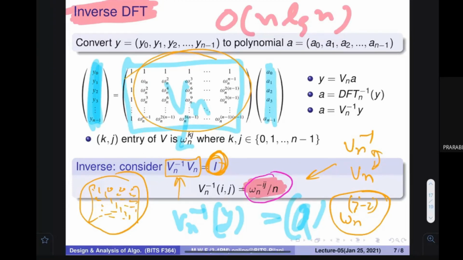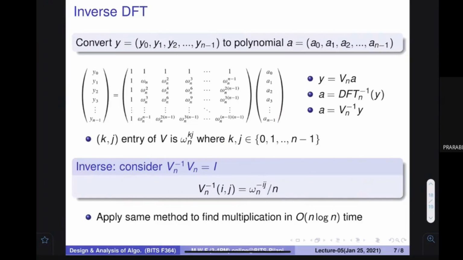So we have just seen that given this matrix, we can very easily find the inverse, and using that inverse we can run the same kind of methodology to find the coefficients in order of n log n time.